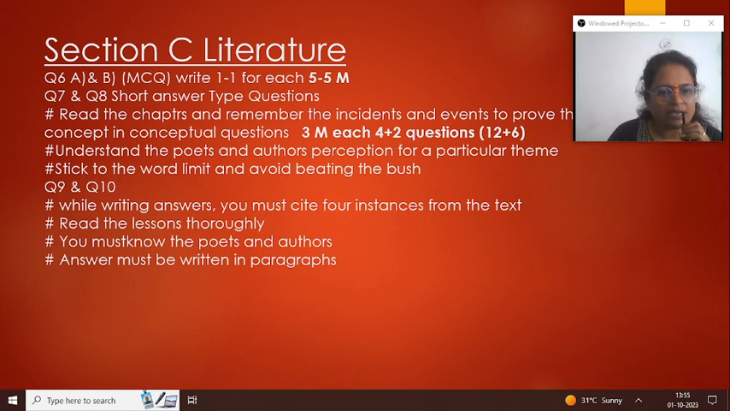Understand the poets' and authors' perception of the particular theme, exactly, if you want to relate with it. So 6 marks questions are there, 3 marks questions are there. You need to mention the poet and the author, which makes your answer effective. Stick to the word limit and avoid beating about the bush. It means, jitna pucha hai utna hi answer do. These questions you need to write in 40 to 50 words, right?